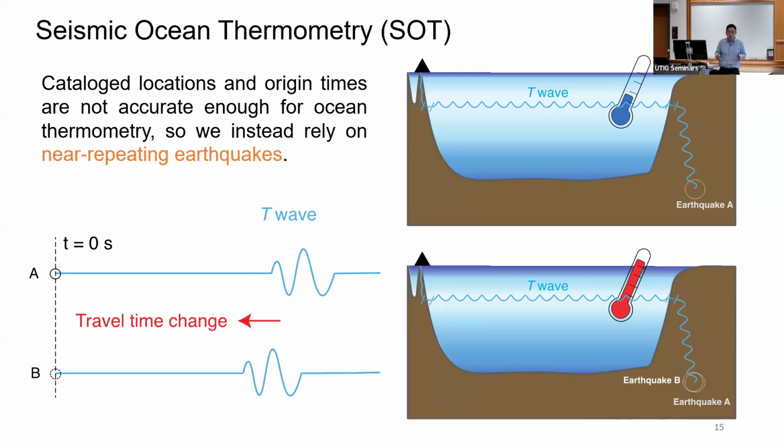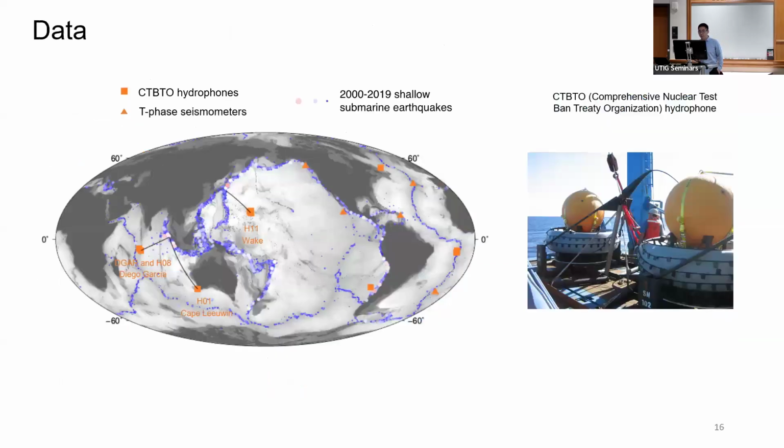We are using acoustic waves from repeating earthquakes. The same idea as ATOG, but the source is replaced. The active source is replaced by natural events. The T wave data we are using here is recorded by CTBTO hydrophones and T-phase seismometers.